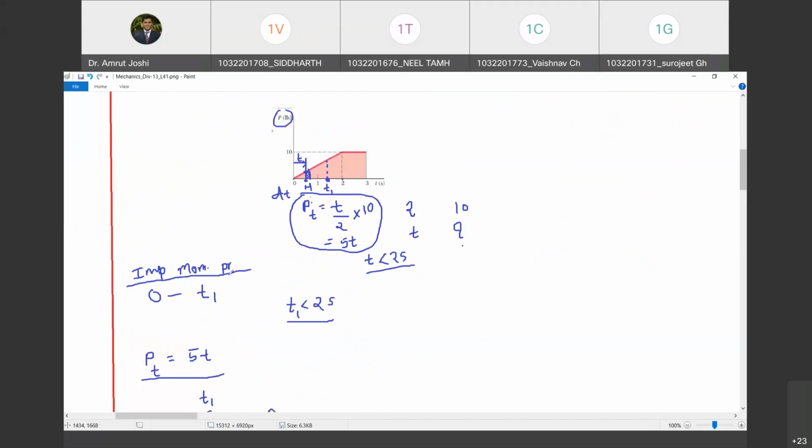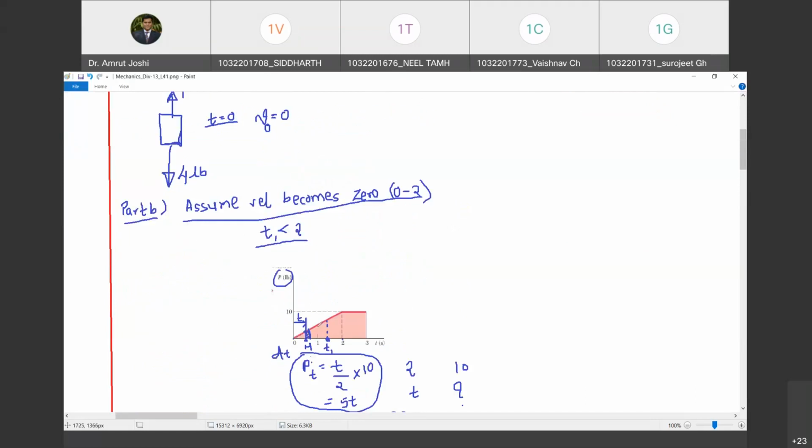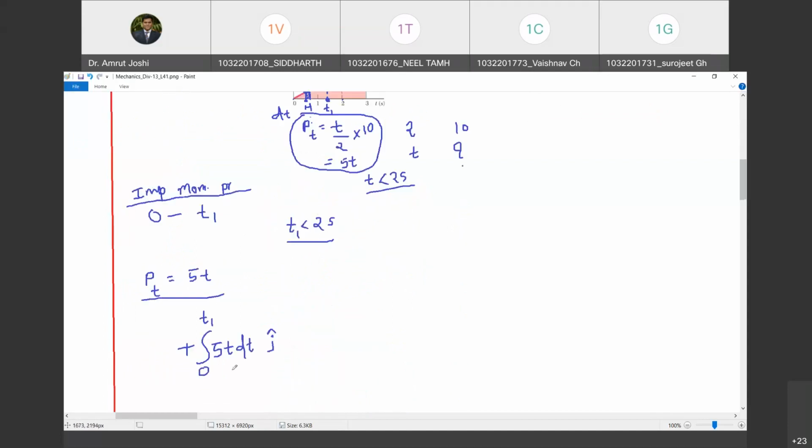So we are writing down impulse momentum principle from 0 to t1. During 0 to t1, we have two forces. One is 4 lb and another is P. Are you with me? Yes, sir. Now P is varying linearly from 0 to t1. So it is not constant. So what we have done is at time t, we have considered a small time strip of width dt. Are you with me? Yes, sir. So what is the force at time t? It is 5 times t. So what is the impulse corresponding to this dt? It is 5t dt. Are you with me? Yes, sir.